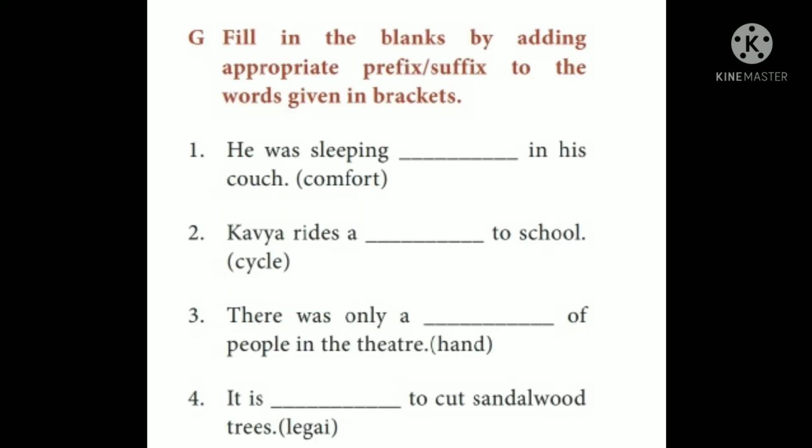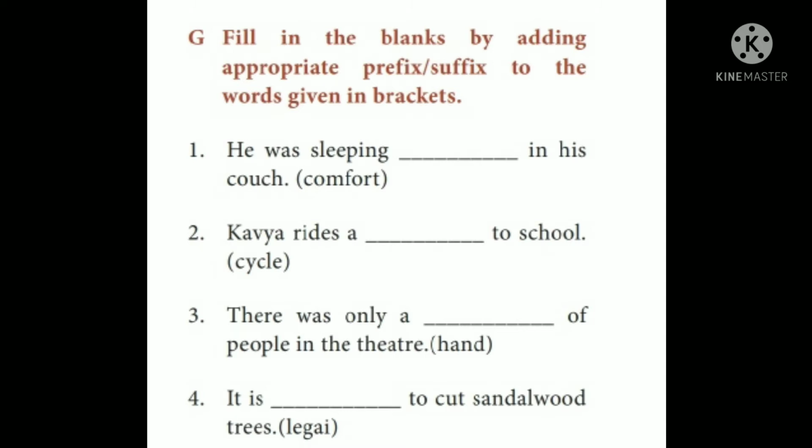Okay students, now you can take out your grammar note, or if you have your textbook, you can write the answers there itself. So we'll go to the next exercise, G. Fill in the blanks by adding appropriate prefix or suffix to the words given in the bracket. Already the answer word is given in the bracket and you have to complete it using either a prefix or a suffix. First sentence, he was sleeping dash in his couch, within brackets comfort. So how can you change the word? Comfortable. So, he was sleeping comfortable in his couch.